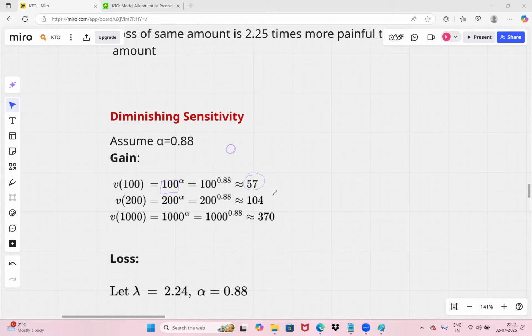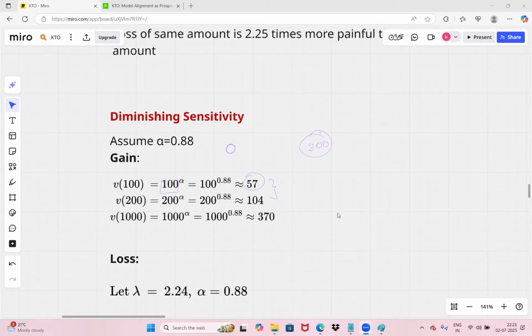In the next case, let's assume the profit that we got is 200. So 200 power alpha, that is 200 power 0.88, is 104. Now, though the profit is double over here, the value of human experience is not double. I mean to say the value of human experience when we got 200 profit is not 57 into 2. It is slightly less than that. That's what diminishing sensitivity says. We are achieving diminishing sensitivity with the help of alpha.